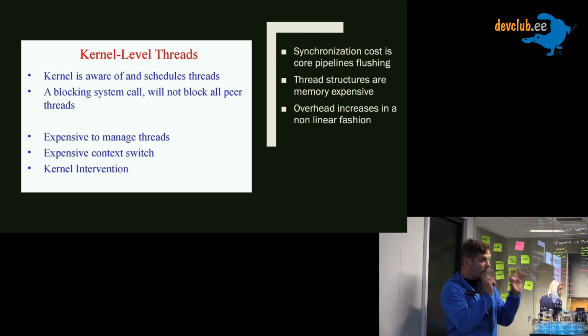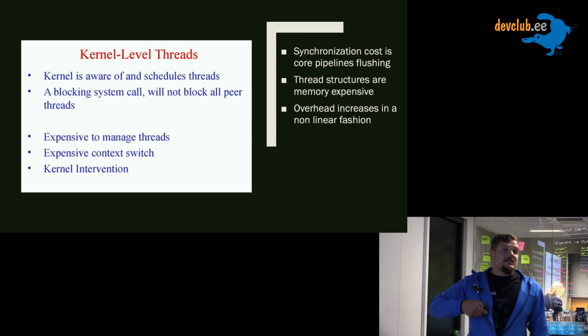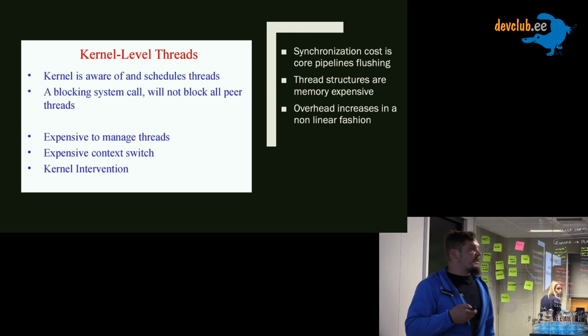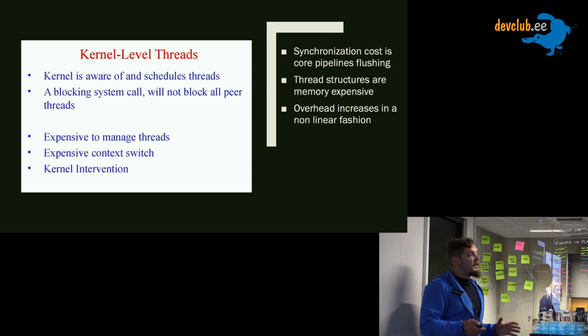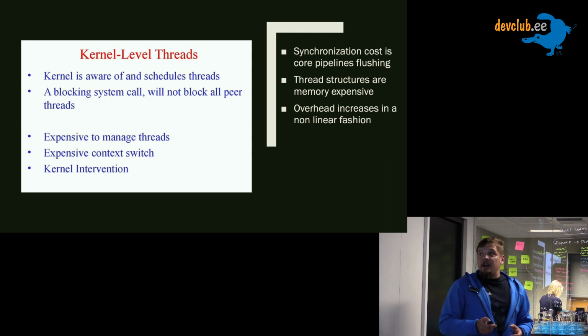So, a small summary. We know that synchronization cost and core pipeline flushing is quite expensive, because it has a long-lasting effect and affects other processes which run in the system.